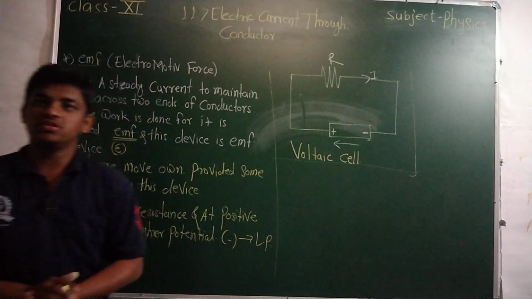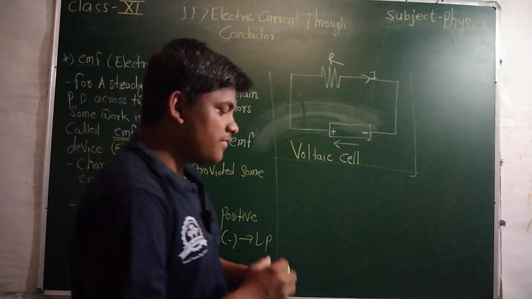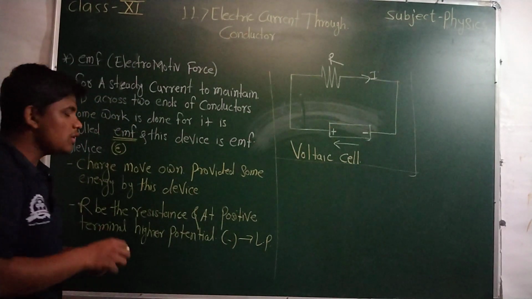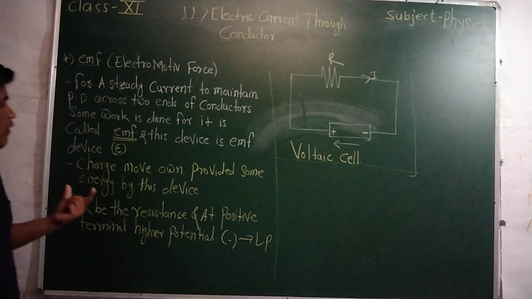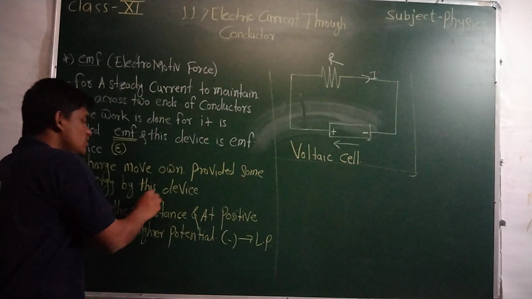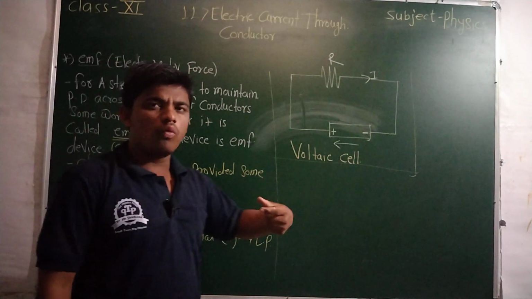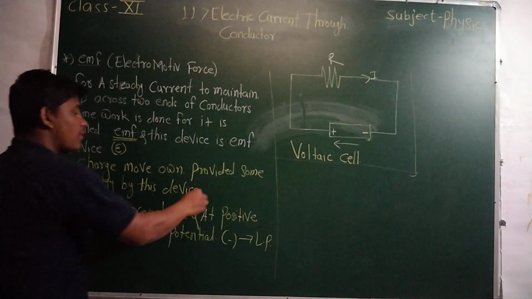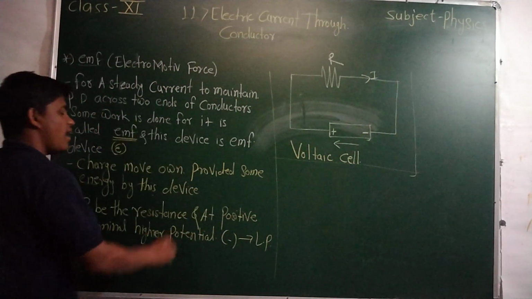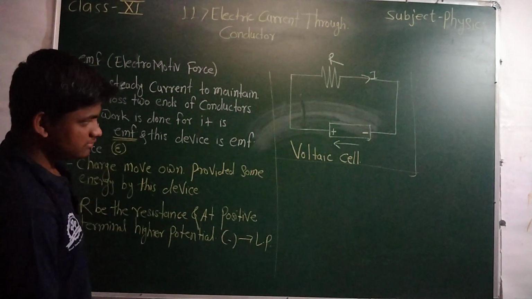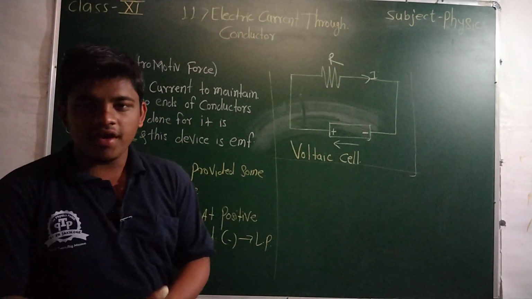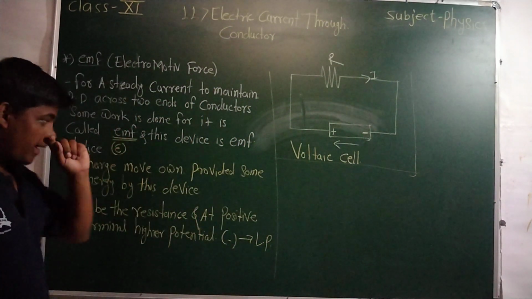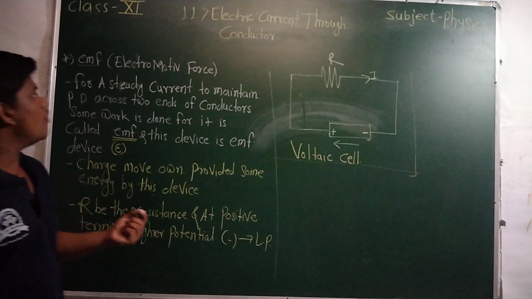This is all about how EMF is produced and how an EMF device works. The device provides some energy for moving the charges. Charges move on by the energy provided by the device. Now we start solving equations for calculating EMF, electromotive force.